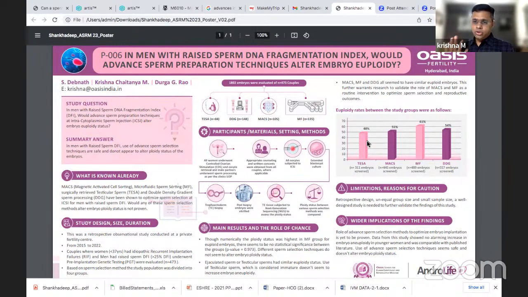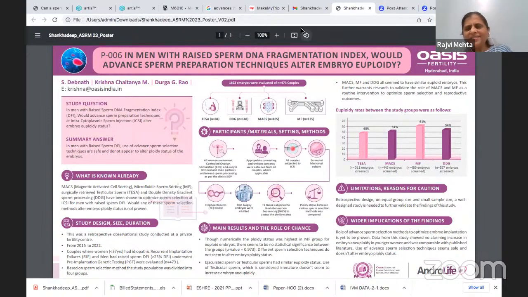So I think don't really look down on testicular sperm. Please sit down with your clinician or at your end, if you really want to get more skill, practice, improve on your sperm selection of testicular sperm, I think you could do that. This is data for almost 7-8 years that we pulled out at Oasis, and it looked encouraging. So I thought it would be interesting to everyone. I thought I'll show this here.